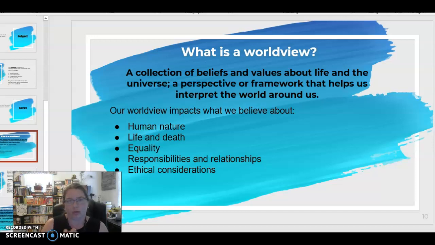So we all have a worldview, right? I have a worldview, you have a worldview, every writer out there and every reader out there has their own worldview, and it impacts what we believe about the world around us. Things like human nature, life and death, equality, relationships, and ethics.